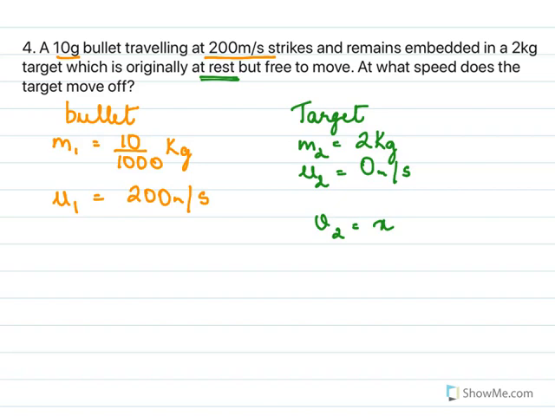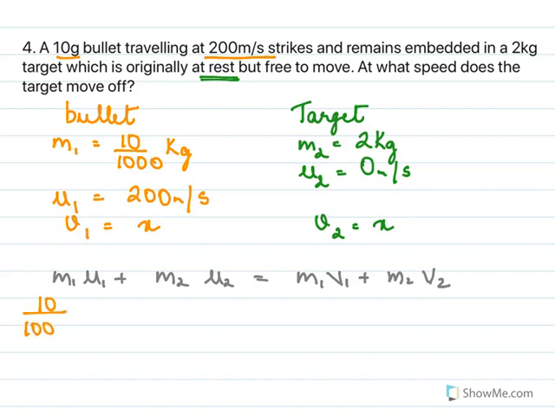Now remember, the bullet will get into the target and both of them will move together. So the final velocity of the bullet will also be x, because the bullet gets into the target and both of them move together. Now the law of conservation of momentum: m1 u1 + m2 u2 = m1 v1 + m2 v2. M1, the bullet, is 10 over 1000. U1 of the bullet is 200.